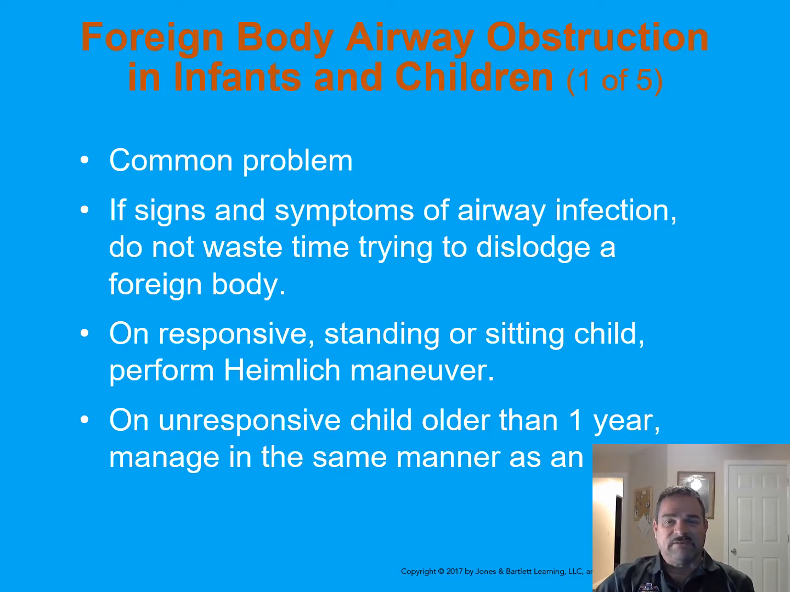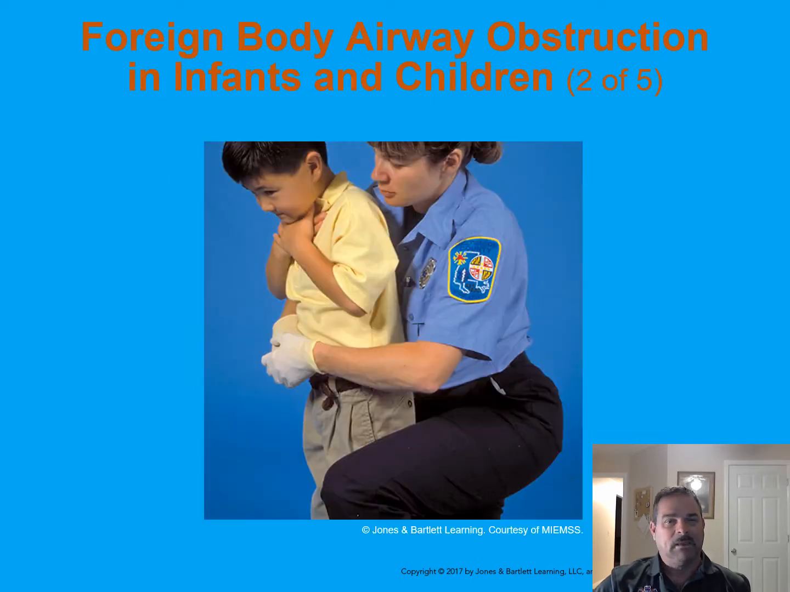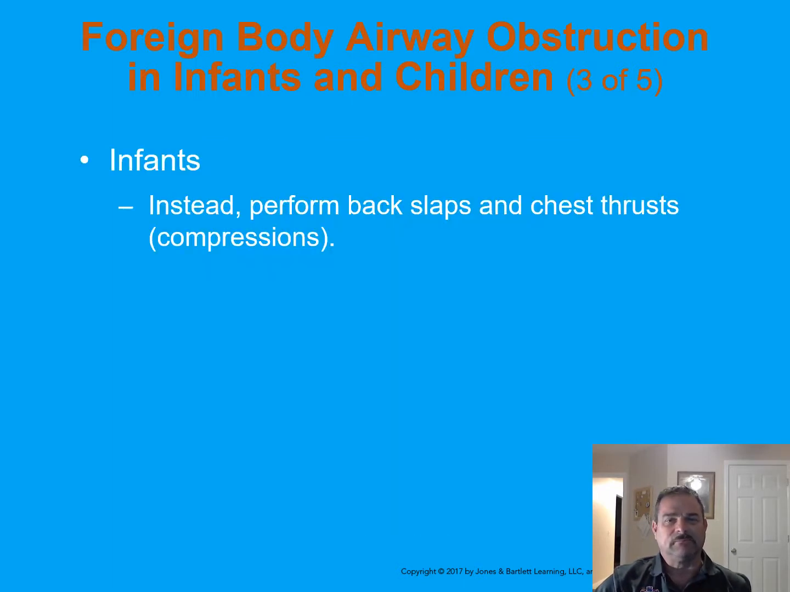On a responsive standing or sitting child, perform the Heimlich maneuver, but with less force than what would be used with an adult. An unresponsive child older than 1 year who has an airway obstruction is managed in the same manner as an adult. We'll do that in skill drill 13-6. All right, so here you go. This is an example of a child in standing position, and you're going to perform the abdominal thrust.